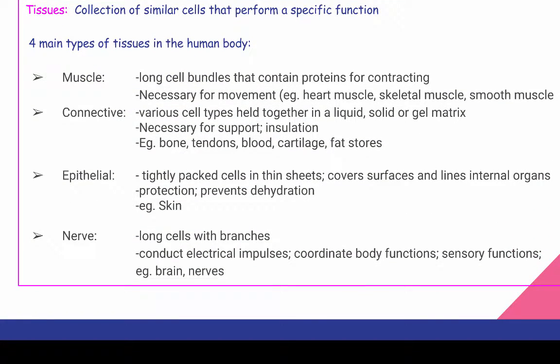If we have a group of cells that work together to perform a specific function, we call that a tissue. In our human body, there are four main types of tissues that our cells are organized into. The first is the muscle tissue, and those are long cell bundles. They contain special proteins called actin and myosin, and we use those proteins for contraction. This tissue is necessary for movement, and we have various types of muscle tissue.